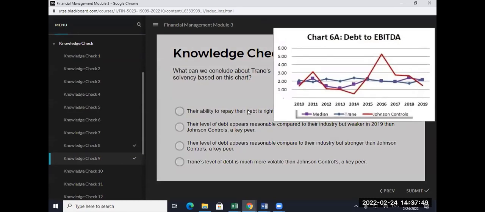Now, a key here is their ability to repay debt versus their level of debt. All right, so I gave you times interest earned and debt to EBITDA. Which one measures your ability to pay debt and which one measures your level of debt? That's part of the trick here: level of debt versus ability to repay debt.